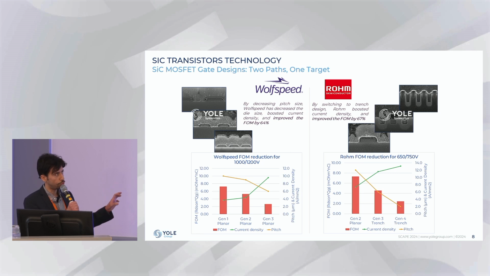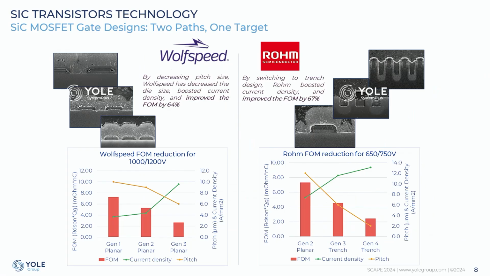Here I'm focusing on the performance, of course, by evaluating the figure of merit, gate charge times on-resistance, which is improved for both designs. And we also see improvement of current density, partly thanks to the reduction of the pitch over the different generations for both players.